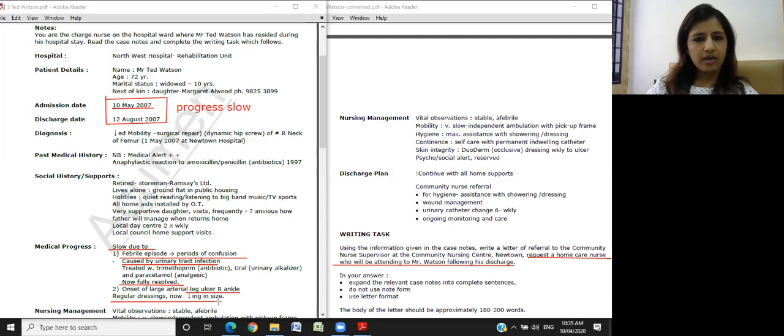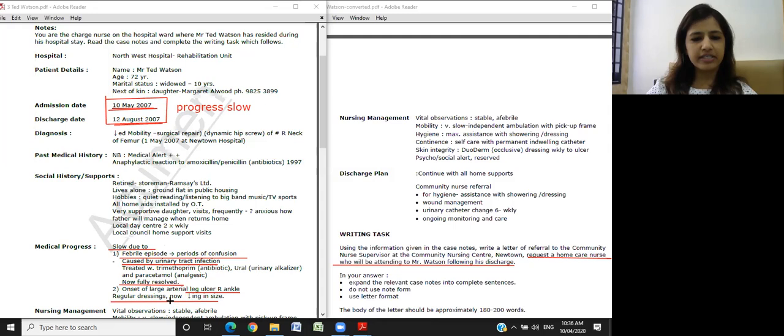Now, he was admitted on 10th May. You are writing the letter on 12th August, 3 months after his admission. And what happened during his stay in the rehab unit is that he had this urine infection and he had the leg ulcer. So then you go on to check, what is his current status? So does he still have urinary tract infection? No, it is given that it has fully resolved. What about the ulcer? It is given here, now it is decreasing in size.